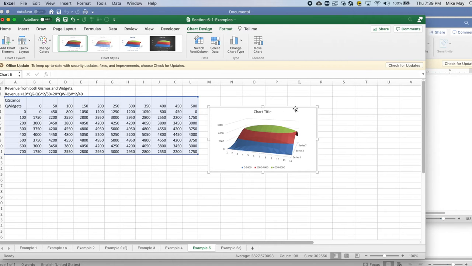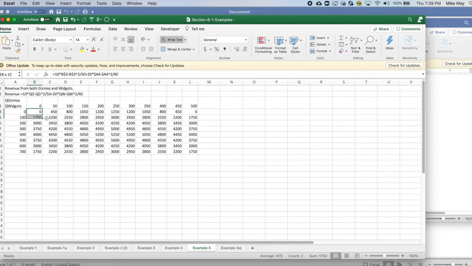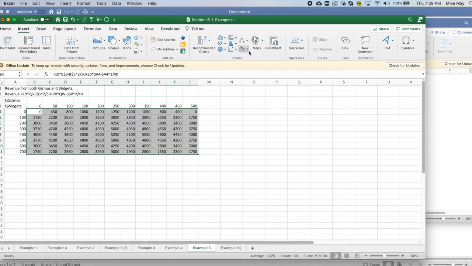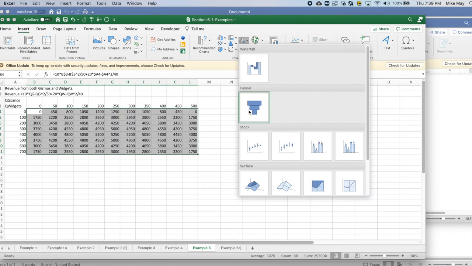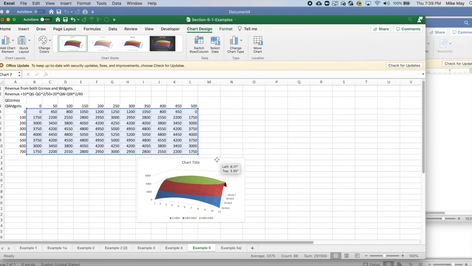So the next thing to try is the same kind of thing, except I'm only going to use the values inside. I again go to my insert. I'd like to insert a graph. I'm going to insert a surface graph.